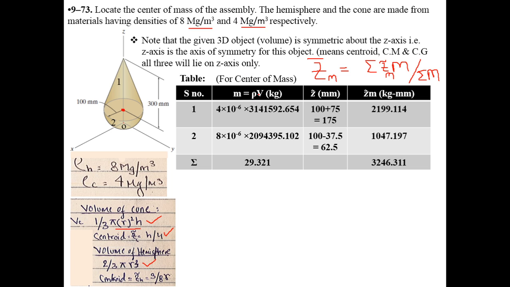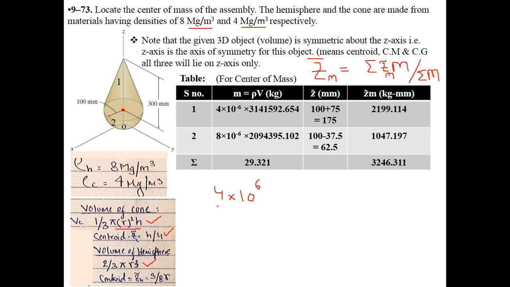Since the density is actually given in megagram per meter cube, we have to calculate the mass, which must be in kilograms. Therefore, we can write it like this. Let me show you here for the cone. 4 megagram. Mega means 10 raised to the power 6. This goes into the gram. 4 into 10 raised to the power 6 gram.